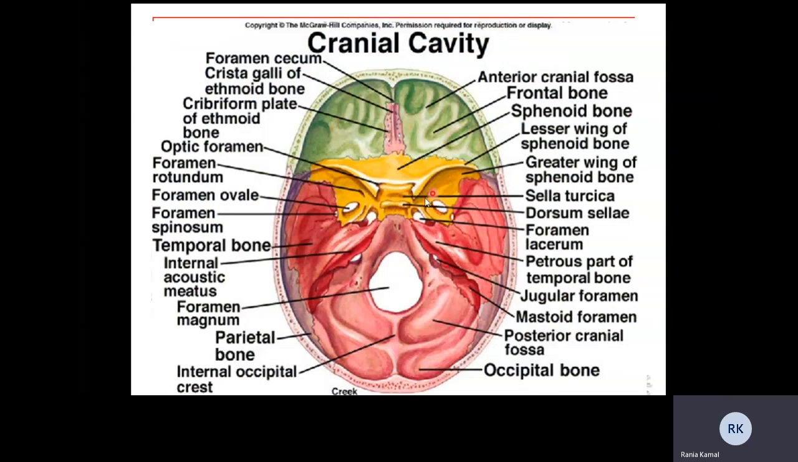In the greater wing of the sphenoid, you will find the foramen rotundum with the maxillary nerve passing through it, foramen ovale and foramen spinosum. We have seen them before, and these are the impressions for the middle meningeal artery. This is the petrous part of the temporal bone with foramen lacerum. Here is the trigeminal impression for the trigeminal ganglion, and this elevated area is the arcuate eminence, and the lateral bone is called the tegmen tympani. If you move posteriorly, this is the clivus related to the pons and the medulla.